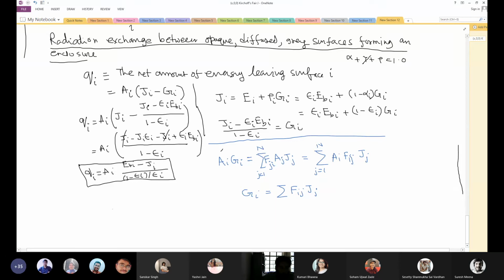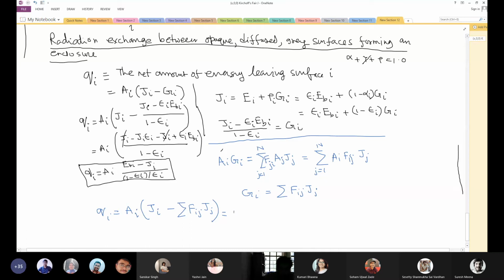is qi equals ai ji minus summation of Fij Jj.